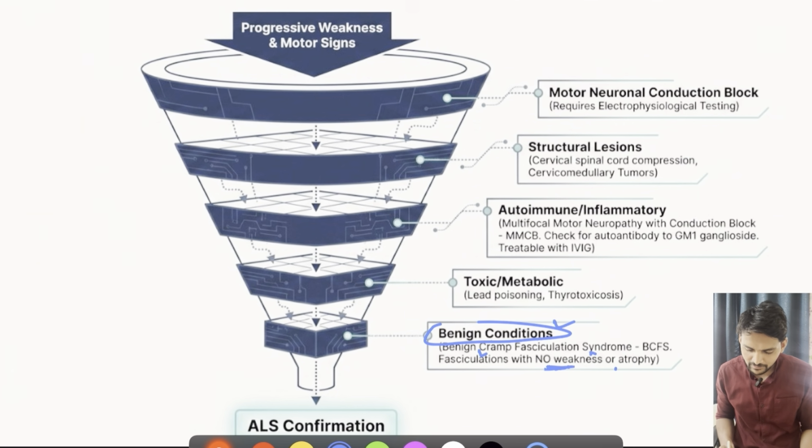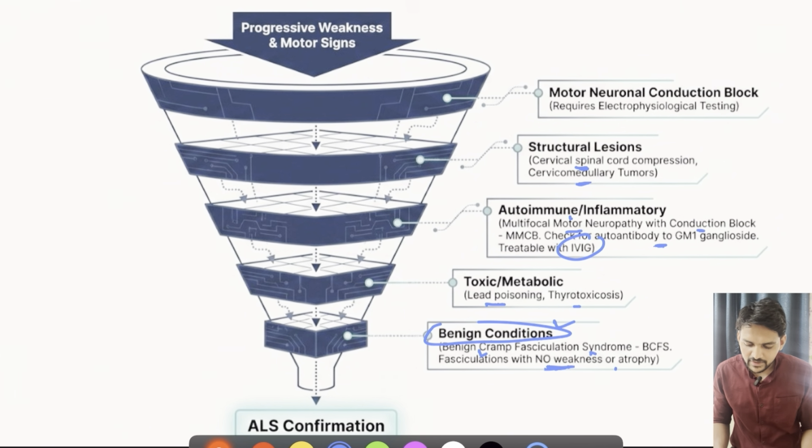Or the motor manifestations might be just due to some toxic compounds like lead poisoning or thyrotoxicosis. Also, the motor neurons might be involved because of multifocal motor neuropathy, which is an autoimmune condition with conduction blocks. In that case, we have to check for autoantibodies, particularly to GM1 ganglioside, because it is treatable with immunosuppressive therapy or IVIG. Similarly, when you find motor abnormalities of upper limb, lower limb and so on, always try to think of cervical spinal cord compression or cervicomedullary tumors, because again, these tumors or compressions are considered treatable conditions.